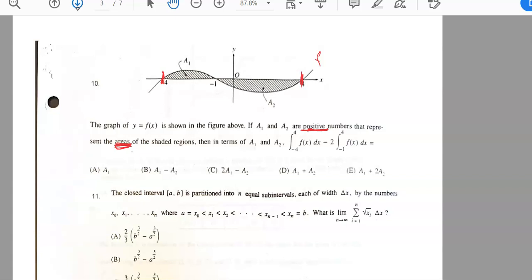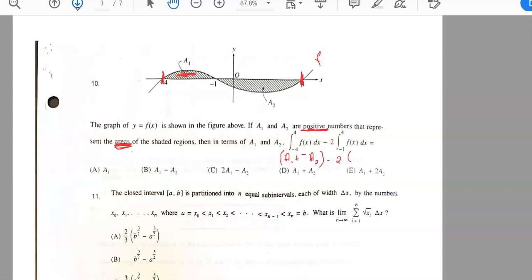So if I go from negative 4 to 4, let me do parentheses for this first one, I would have to take the area above, which is this. That is a sub 1. And then I would add it to the area below, which is a sub 2. But since a sub 2 is underneath the x-axis, it's a negative value. Then I would do minus a sub 2.